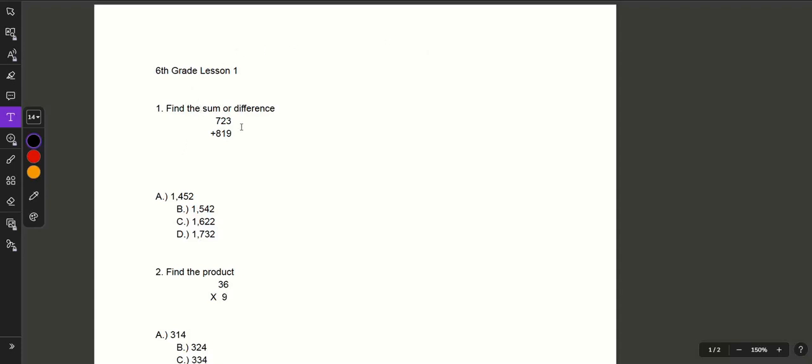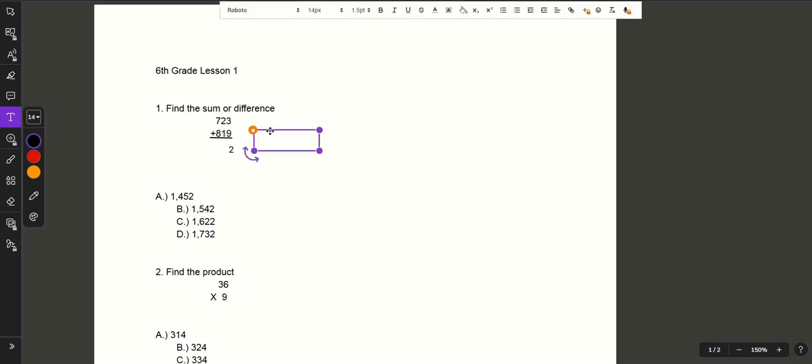So the first problem here says find the sum or difference, which is 723 plus 819. So we'll add this together. So 3 plus 9 right here is the first one we're going to do. So 3 plus 9 is 12. So put that. And then the 12 will go over here.